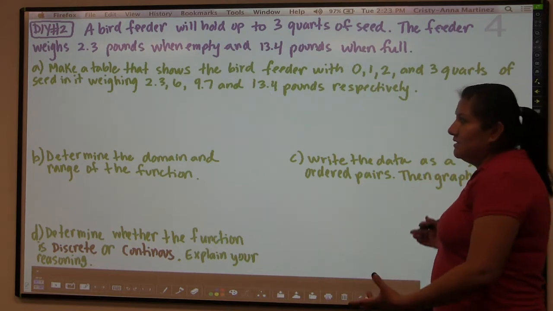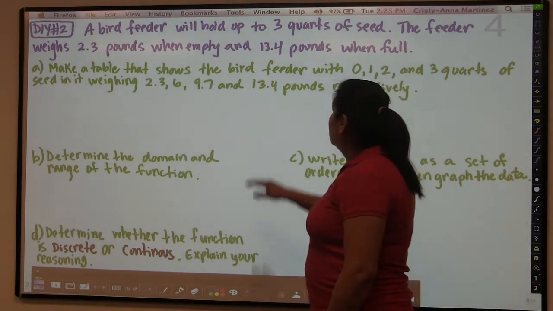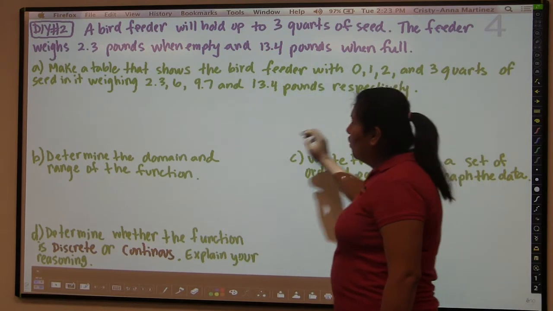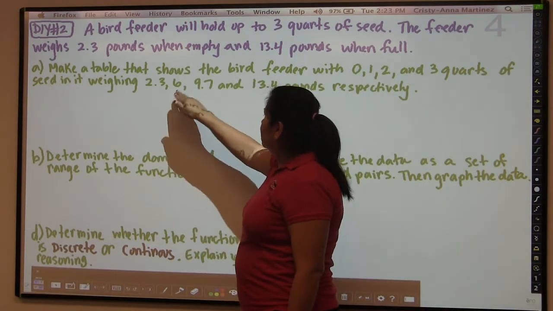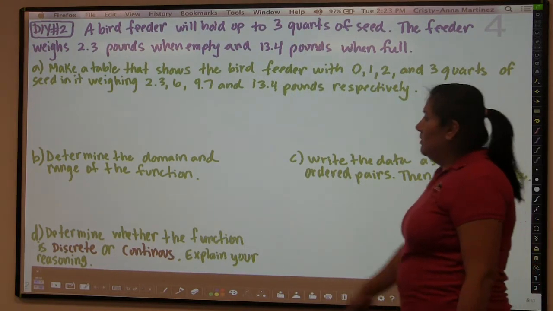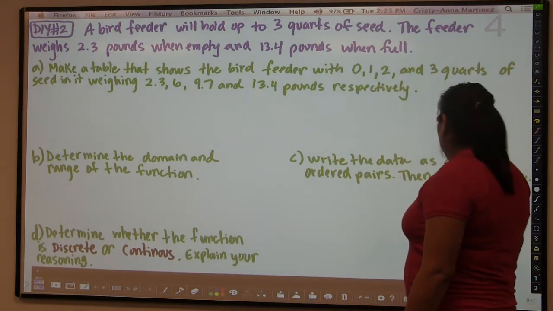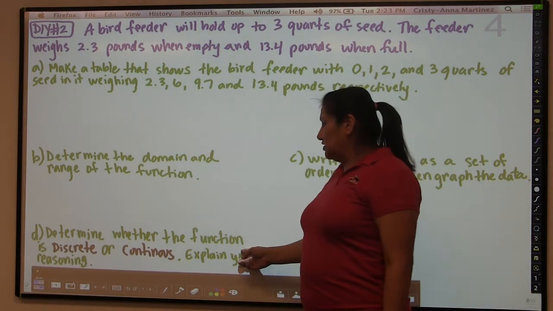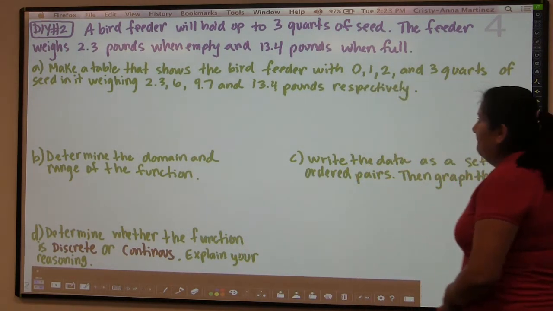And then basically the same scenario. Make a table. So it tells you that you've got x values 0, 1, 2, and 3. And then you have the corresponding y values 2.3, 6, 9.7, and 13.4. So again, make a t-table, domain and range, write them as ordered pairs, graph the data, and then tell whether it's discrete or continuous at the end of that.